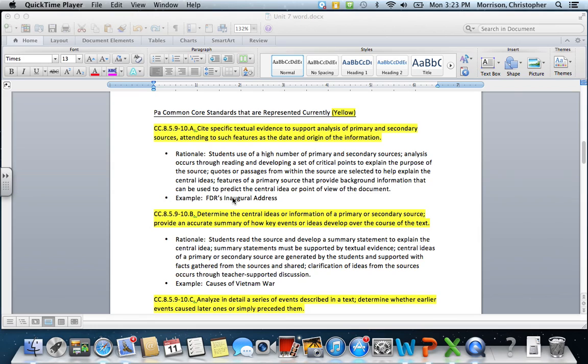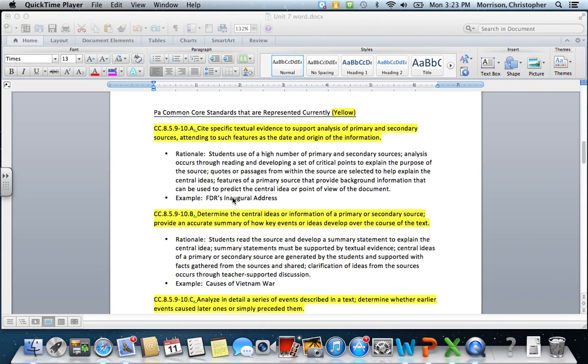The rationale I created for this: students use a high number of primary and secondary sources. Analysis occurs through reading and developing a set of critical points to explain the purpose of the source. Quotes and passages from within the source are selected to help explain the central ideas. Features of a primary source provide background information that can be used to predict the central ideas and point of view of the document.